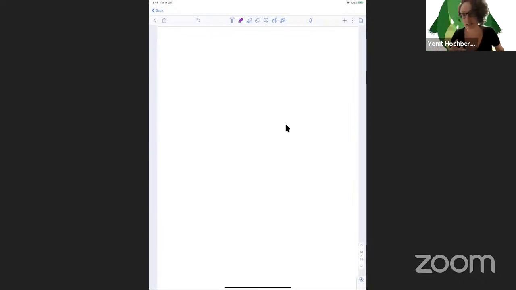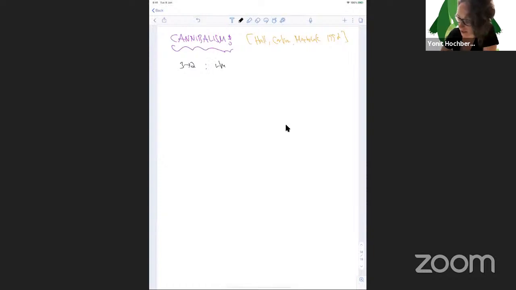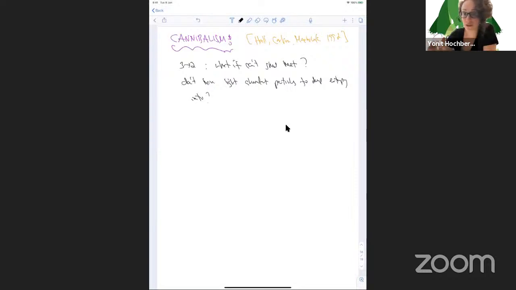But cannibalism is what happens when I don't have a light abundant species into which I can dump my entropy. So let's write this out. Here are cannibals. This idea was originally proposed in a paper in 1982 by Carlson and Machacek. It was the first paper to introduce this 3-to-2 process, but it didn't have the ability to shed heat. So the question is, what if we can't shed heat? That means we don't have these light abundant species to dump entropy into. This is what happens when we have the 3-to-2 without that additional process.